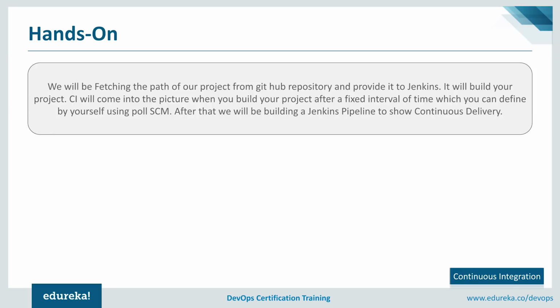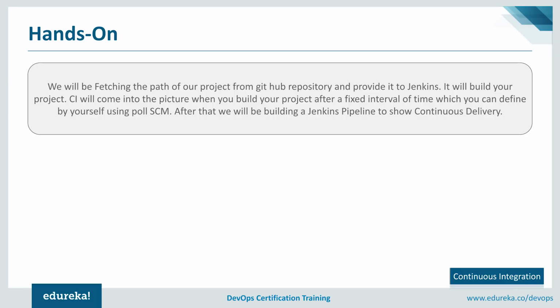Alright, so is the problem statement clear to everyone? What we are trying to do is fetch a path from the GitHub repository and then provide it to Jenkins. After that, we will build the project, and then we want the project to be built at a fixed interval of time again and again by itself by using poll SCM. And then finally, we'll be building a Jenkins pipeline to show continuous delivery. So now let's get started with the hands-on.